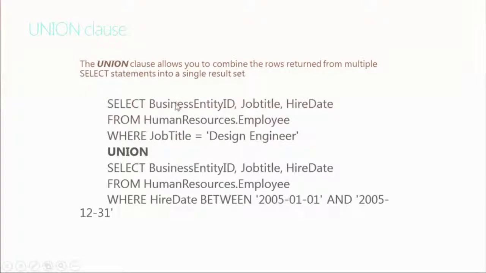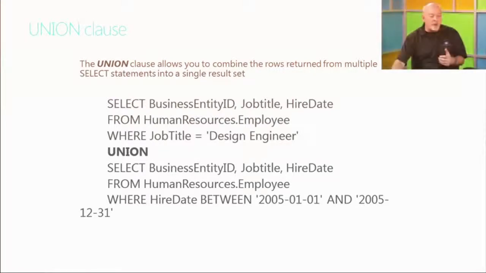So we're doing select business entity ID, job title, and hire date from the employee table, where we're still supplying a where clause: job title equal design engineer. Now we want to union that. I don't want to use the word merge because there's an actual statement, merge. We're going to take that content and have content from the second select statement. Again, the columns have to match: business entity ID, job title, hire date, from the employee table, where hire date is between January 1st of 2005 and December 31st, 2005. These dates are weird for me. I'm not used to having the year first.